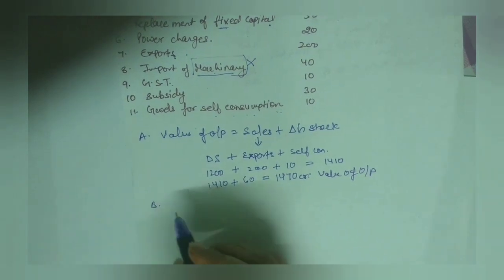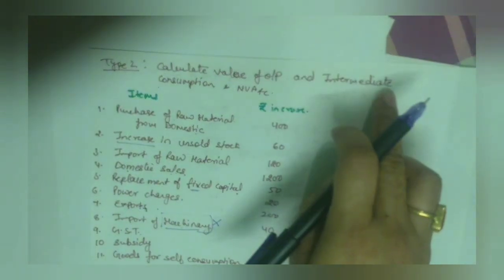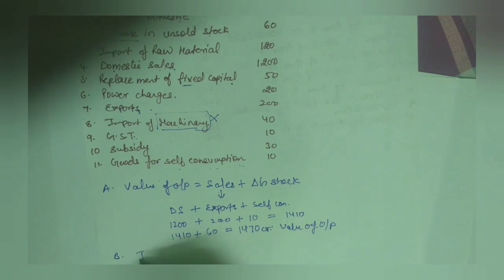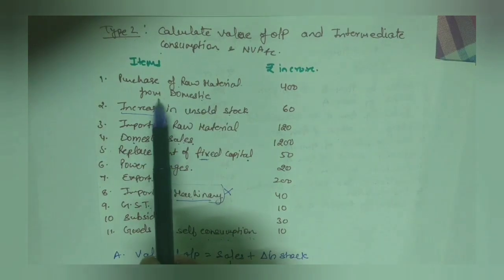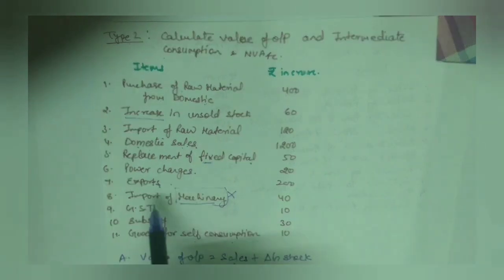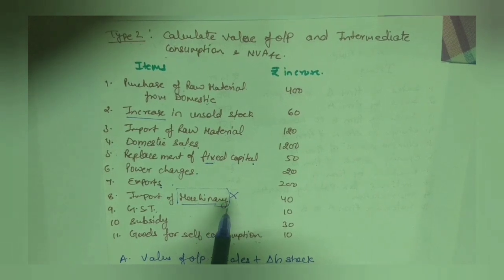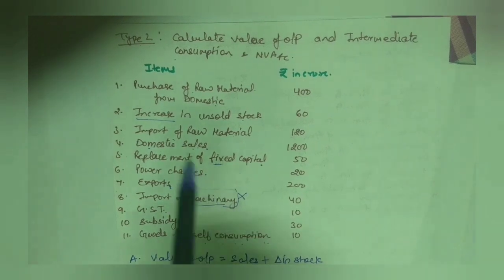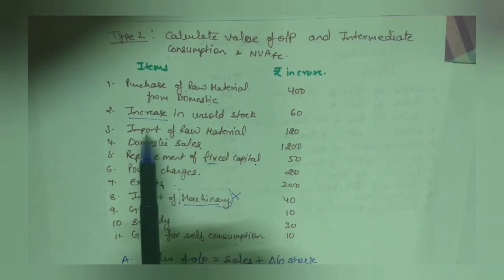Now the part second. Part second is asking us, what was the question? Calculate intermediate consumption. So for calculating intermediate consumption, we will have many things, like in the question here given purchase of raw material from domestic. When we purchase from domestic level, then we have to add imports, but imports of machinery is given here, which I told you will never add, right? So we are not going to add machinery here because import of machinery will not be added. But in the question import of raw material is given, so we will add this here.